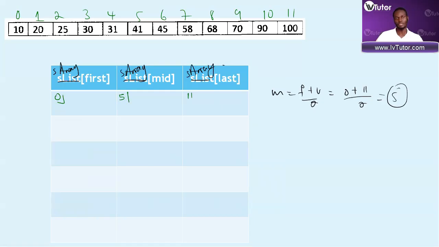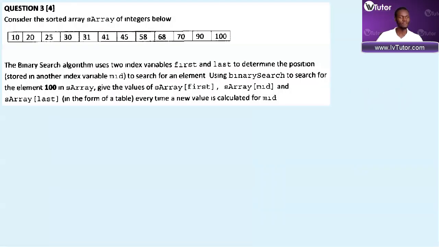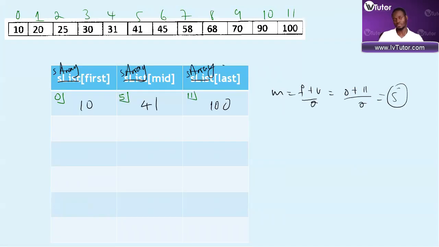Now you see what I'm talking about. This will just help me look at this array and know exactly what values to pick. So I've got 10 at index number 0, I've got 41 at index number 5, and I've got 100 at index number 11. Then what am I looking for in this case? We are looking for 100. So then we compare 100 with 41. It's greater, which means our first needs to shift up.